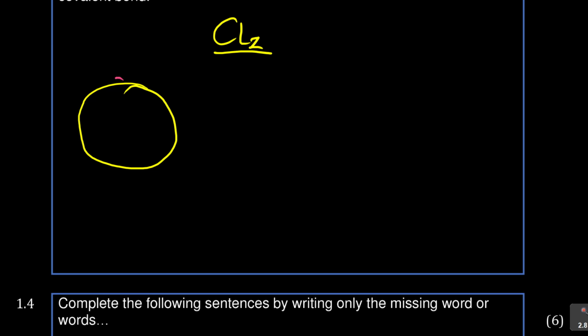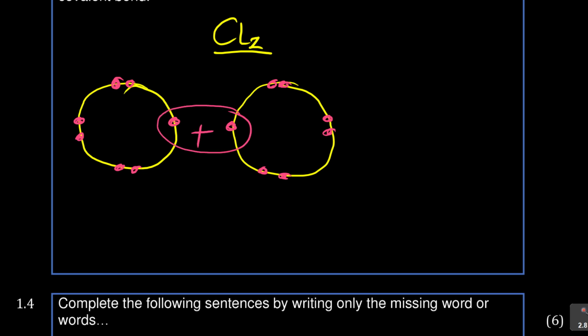It has got 7 outside. It's 1, 2, 3, 4, 5, 6, it's got 7. And then another chlorine which also has got 7, which is 1, 2, 3, 4, 5, 6, 7. You see that these two are going to bond. So there is the combining of those 2 electrons.